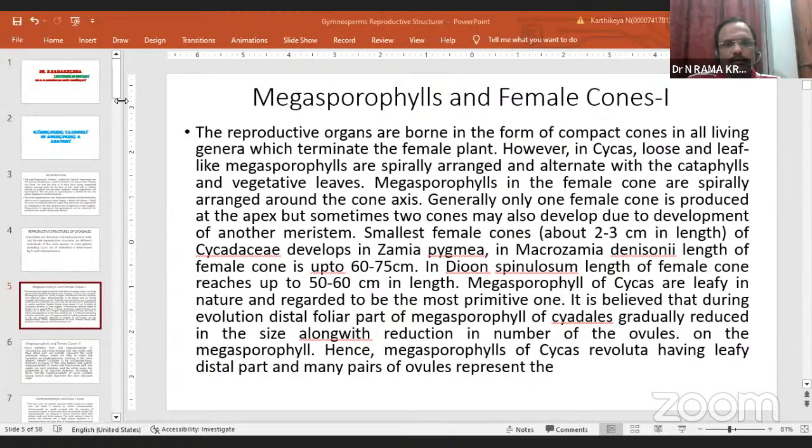Generally, the female cones are produced at the apex, but sometimes two cones may also develop due to the development of another meristem. The smallest female cones are often 2 to 3 centimeters, sometimes more than 3 or 4 centimeters. Now you see some of the female cones in the Cycas family: sometimes more than 82 or 90 centimeters, sometimes 60 to 75 centimeters.